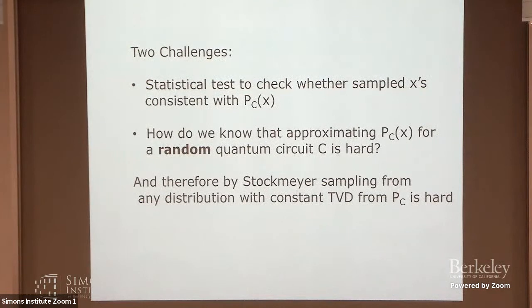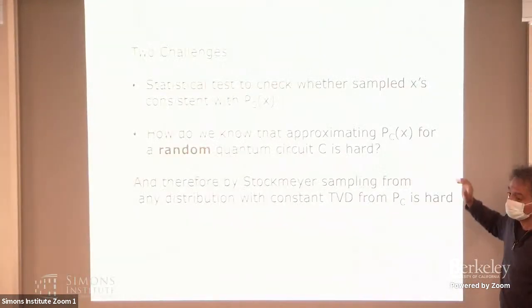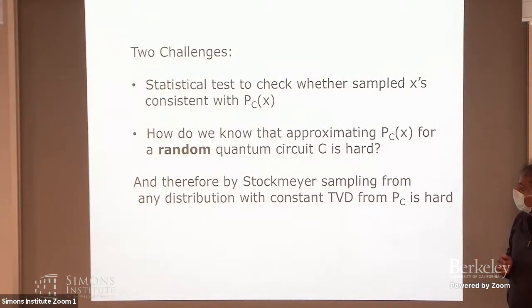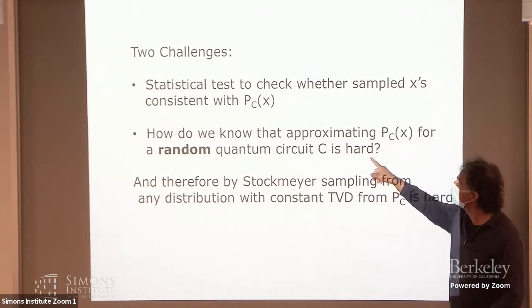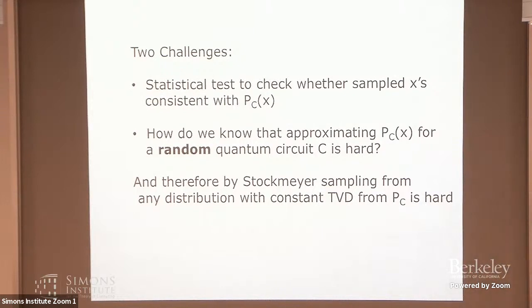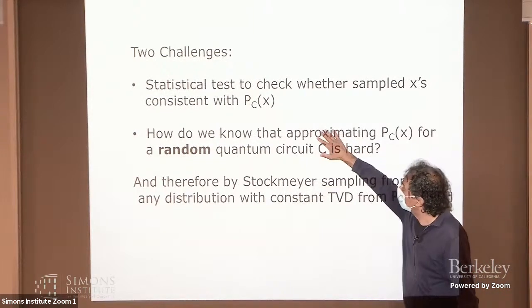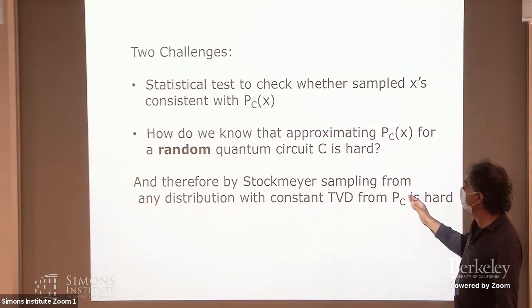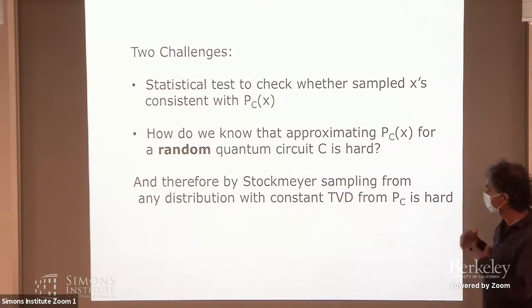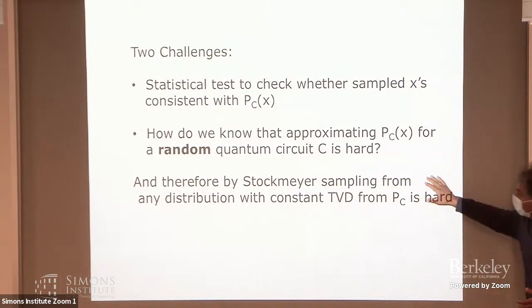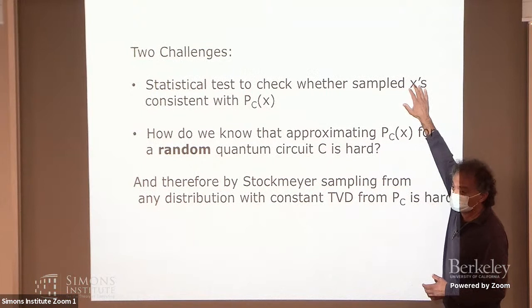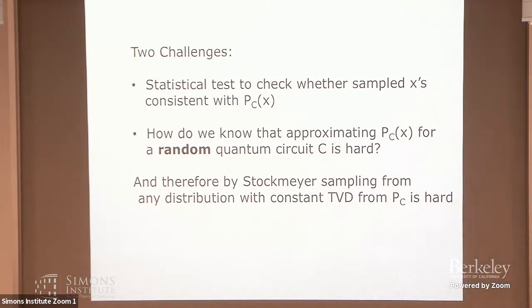Okay, so there were two challenges. One, how do you design this statistical test? And two, how do we know that approximating this output probability for a random quantum circuit is indeed hard? And actually, if we do know that it's hard, then by Stockmeyer, we'd know that sampling from any distribution within constant variation distance from this probability distribution is hard. So at least we know that, and then we need to design our statistical test to check that it's within constant total variation distance.